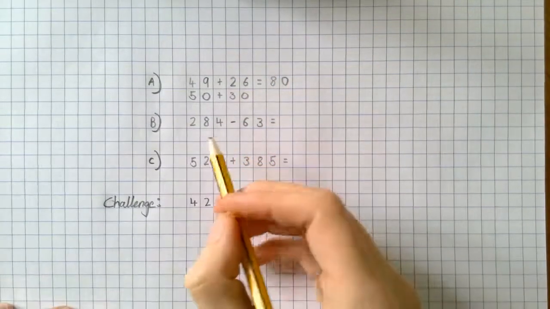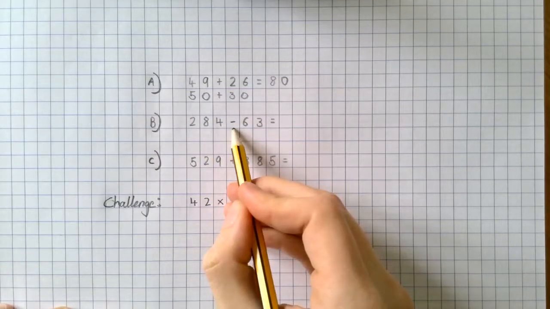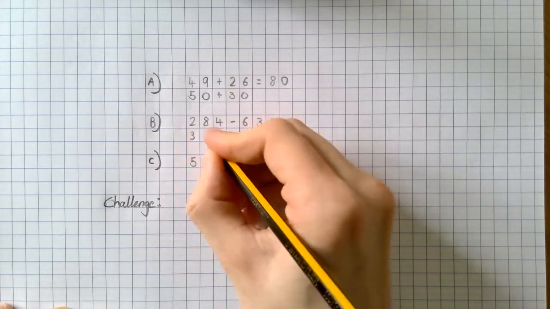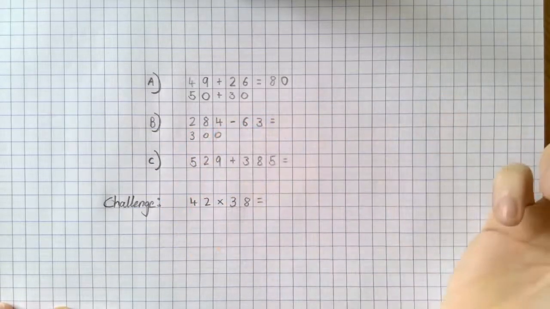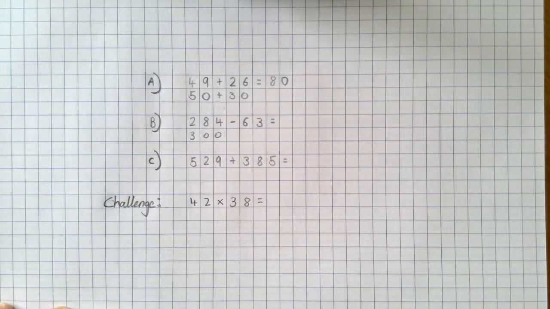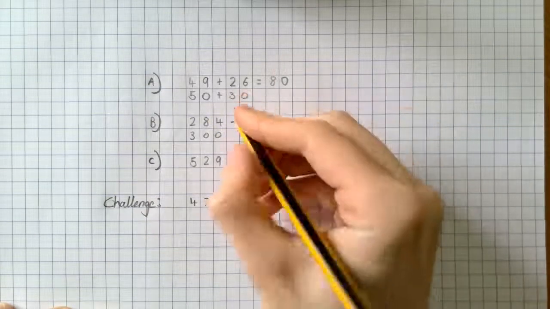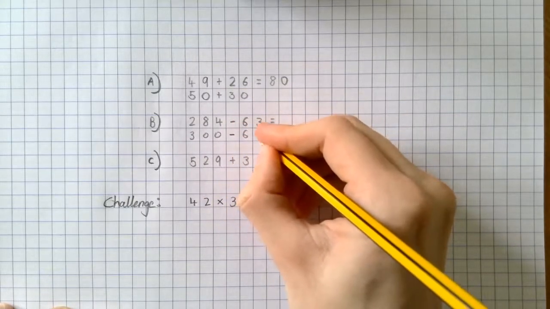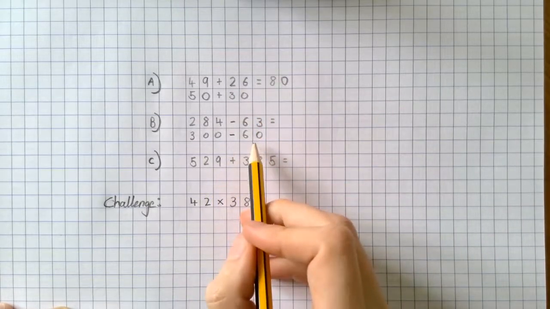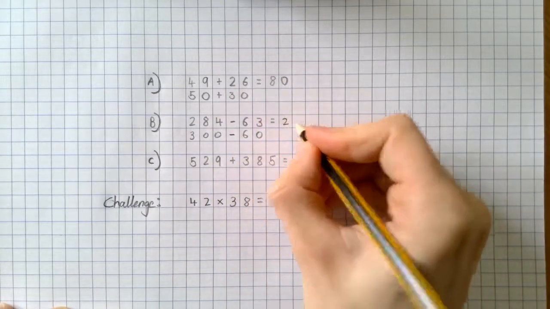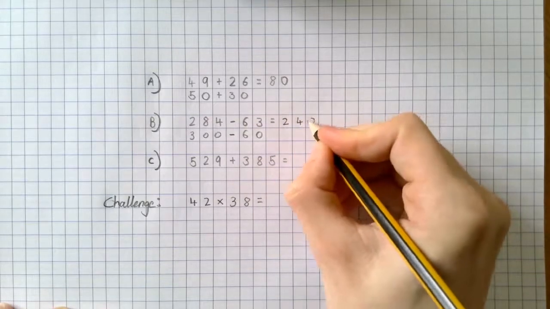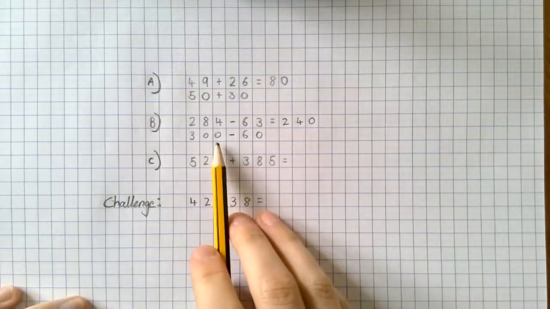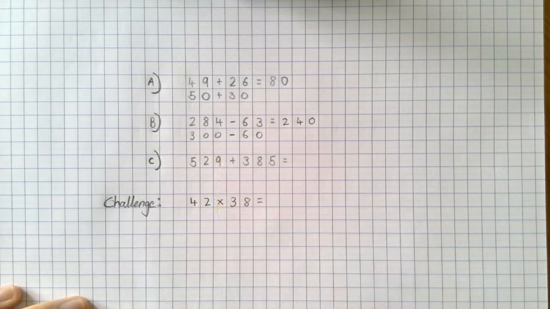For the second one, I'm going to pay attention to the fact that my operation is subtraction. I'm going to have 300. You might have had 280. You might have had 290. I'm going for 300. I'm going to make it as round as possible. And I'm going to take away 60. And now I've got a nice sum to do a mental calculation with. And my answer is 240. If you had 280 take away 60, that's fine, because that makes sense for the numbers you've chosen. I think 300 is a nice number to work with.